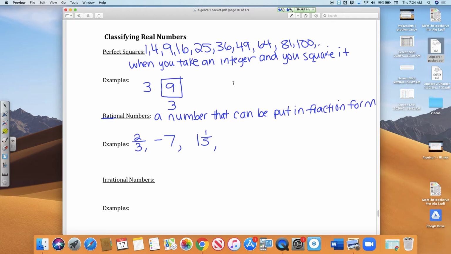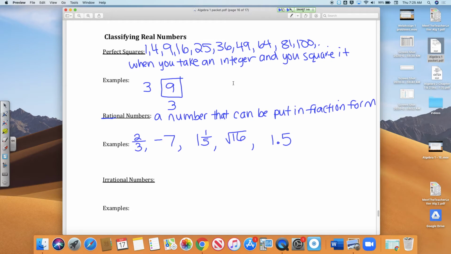It could be something that is a square root, like the square root of 16. The square root of 16 is 4, and since 4 can be put into a fraction, the square root of 16 would also be considered a rational number. So we can have positive fractions, negative fractions. They can look just like whole numbers with no decimals, but they also could look like decimal form, like 1.5. 1.5 can be put into a fraction.